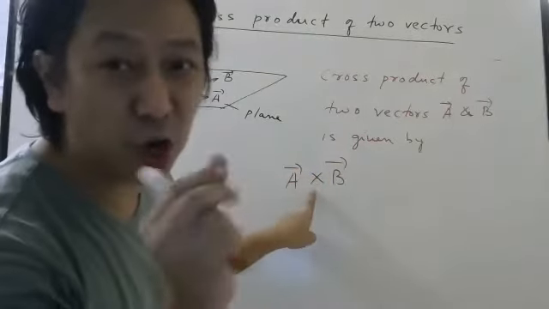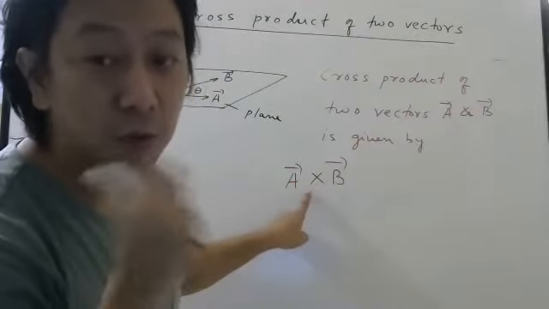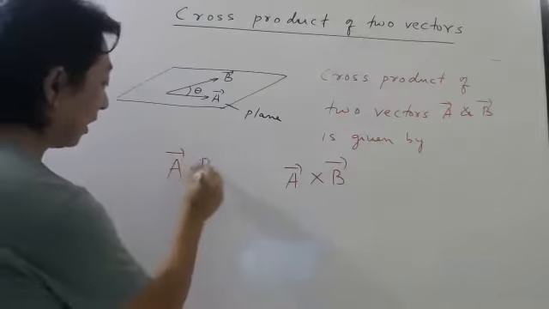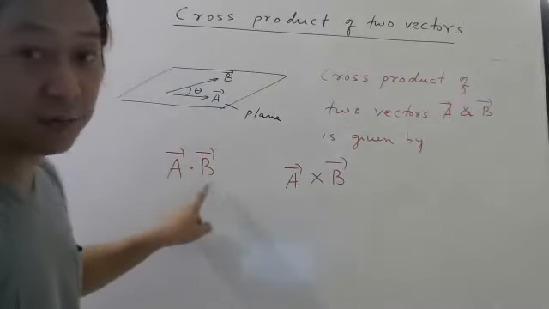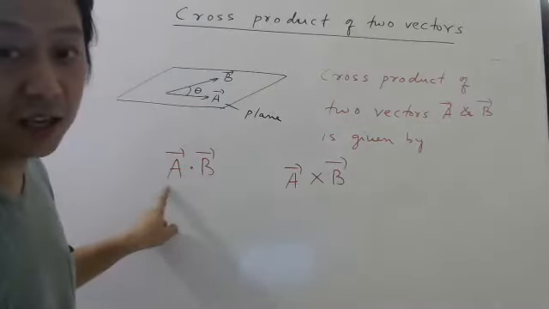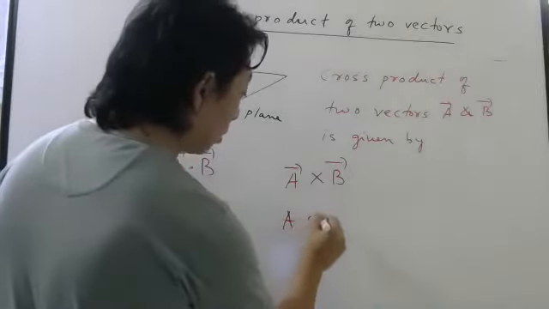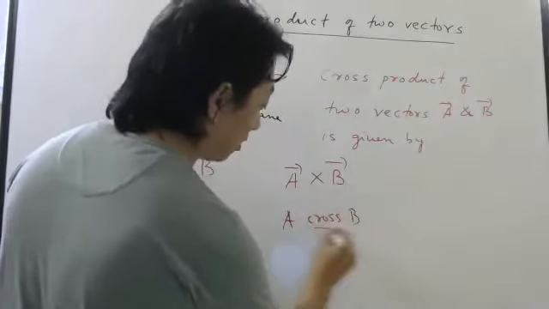And this is not your normal multiplication sign. When you pronounce the dot product, what do you say? A dot B. Similarly, here you have to say A cross B. You have to use the word cross.